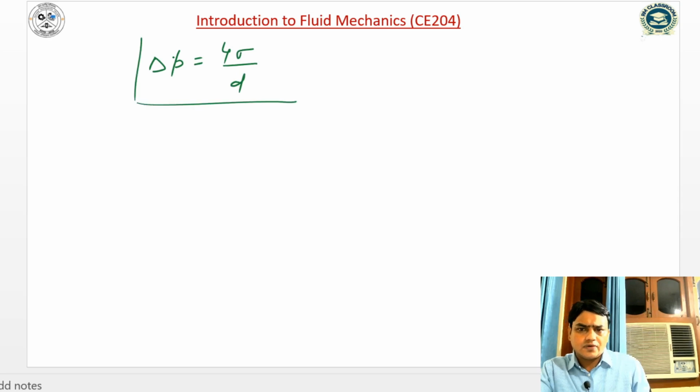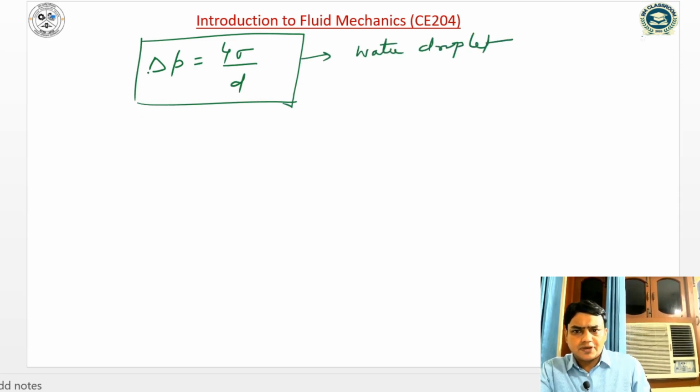So in case of a water droplet, the change in pressure is equal to 4 sigma by d, where d is the diameter of the water droplet.